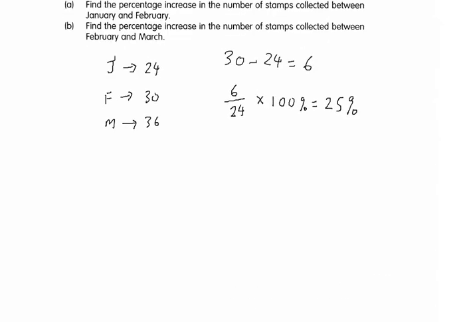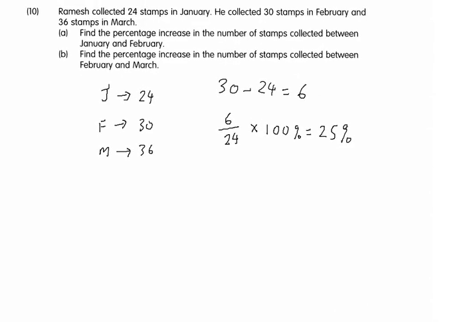Okay, let's look at part B of the question. Find the percentage increase in the number of stamps collected between February and March. So now we are comparing between February and March. March I have 36, February I have 30, and I know that there's an increase of 6. Yes or no? But in this case, it's 6 over how much, Ernest? 30. Okay, because now we are comparing to February, and February is the starting point.